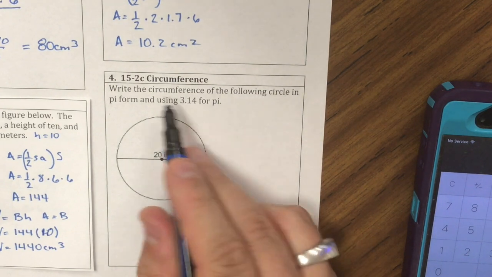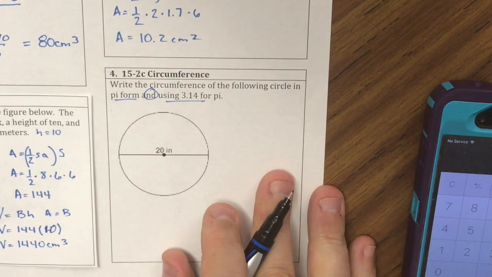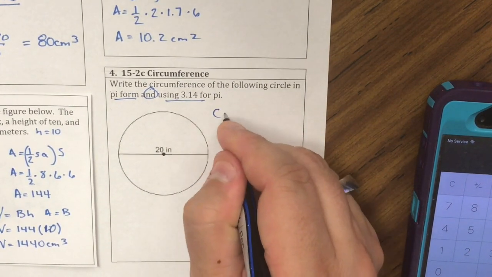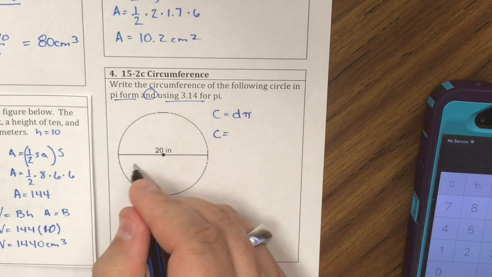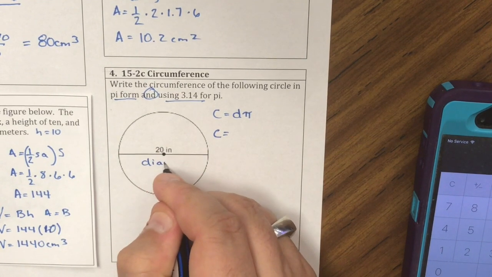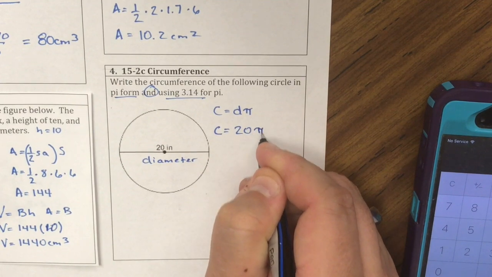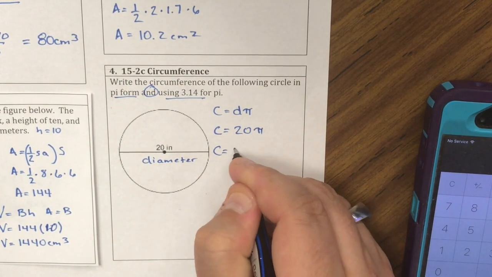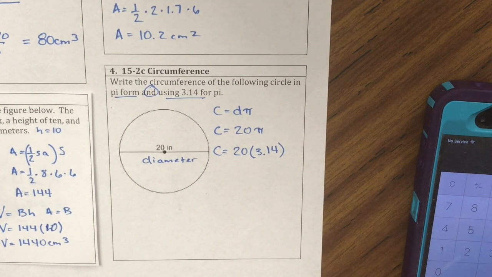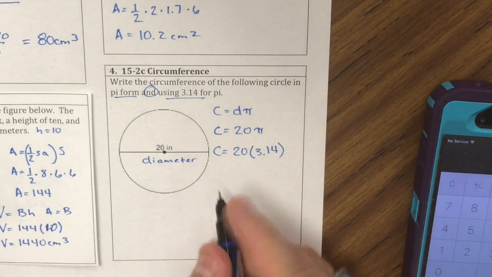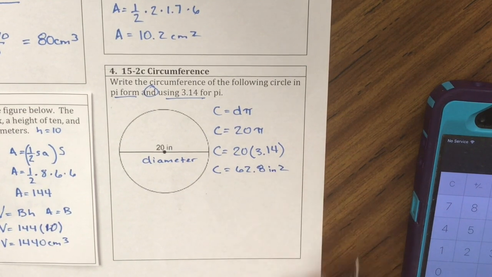Circumference of a circle. Write the circumference of the following circle in pi form and using 3.14 for pi. Pi form. Circumference equals the diameter times pi. So in this case, since they gave me a diameter, this is my diameter, because it goes all the way across, is 20 times pi. Circumference equals 20 times 3.14. .28 inches squared.